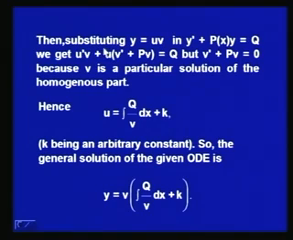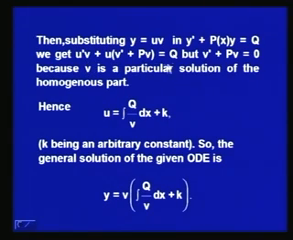So, then substituting y = uv in the given differential equation y' + p(x) y = q, we will have y' as u'v + uv', y is uv, so we have u'v + uv' + p u v = q. But since v is a particular solution of the homogeneous part of the given differential equation, therefore v' + p v will be equal to 0, and so this will reduce to u'v = q.